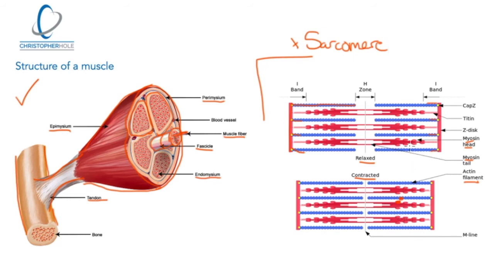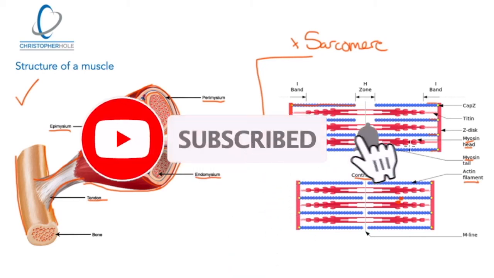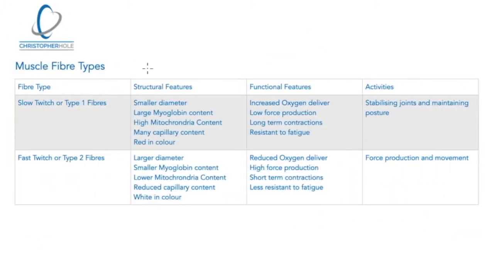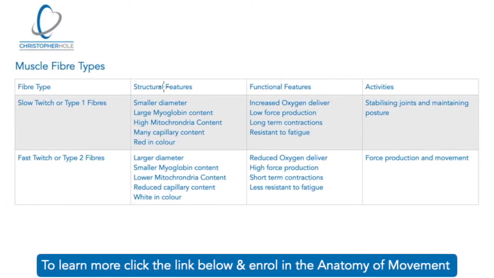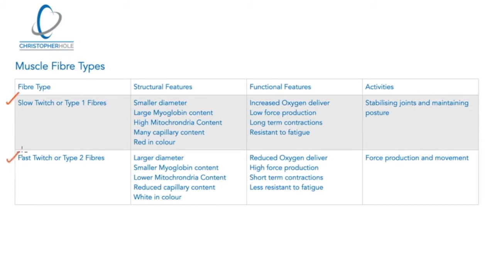So that is the muscle from the largest level all the way down into the deepest level. We've got our different fascial sheaths, we've got our different components, and we've got the contractile part of the muscle, which is the thin actin and thick myosin, and it's the myosin that pulls the actin together. And to complete the structure of a muscle, we're going to look at some fiber types. We're going to keep it simple: slow twitch and fast twitch.